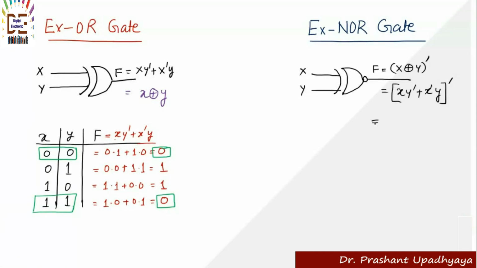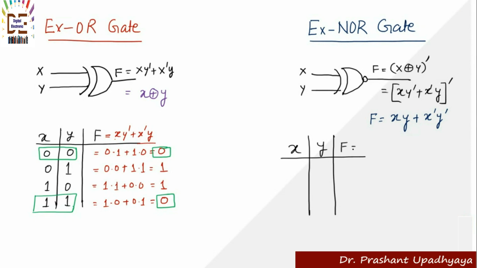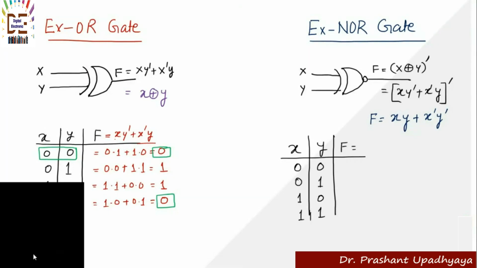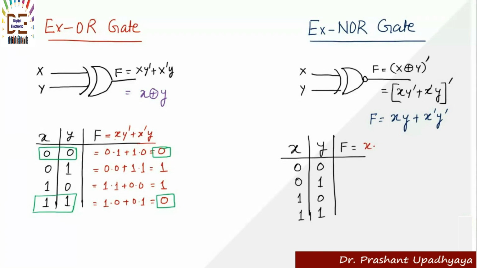If I open this, what will I be applying? I will be applying De Morgan's law, and then I will get the expression X Y plus X bar Y bar. Okay, so I will be getting this F. And if I draw this table here with X, Y, and F, let me write X first: 0, 1, 0, 1, and Y: 0, 0, 1, 1. And my F is equal to X Y plus X bar Y bar.